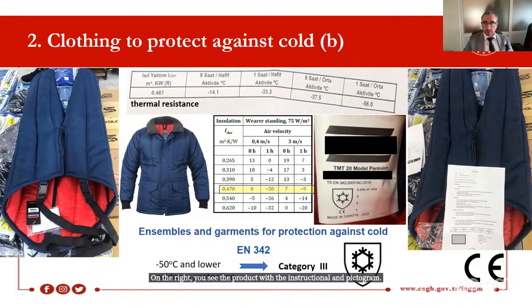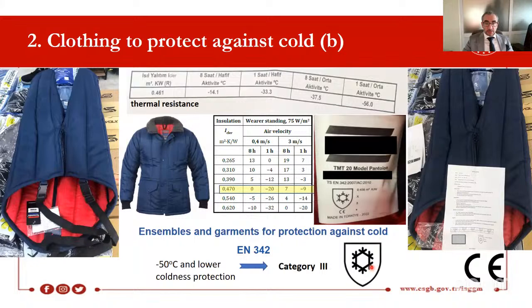I took the photo. Next to it is the photo of its label, which includes the trademark. I didn't show the trademark. Model of the product. Pantolon means trousers. Under it, identification of the specific standard, which is, as you can read, I guess, EN 342. Under it, the pictogram indicating the protection against cold. This is the pictogram, and this is the same. Under it, CE marking.